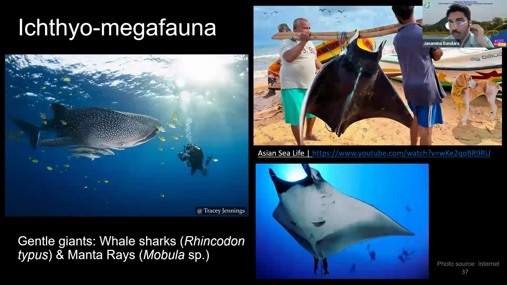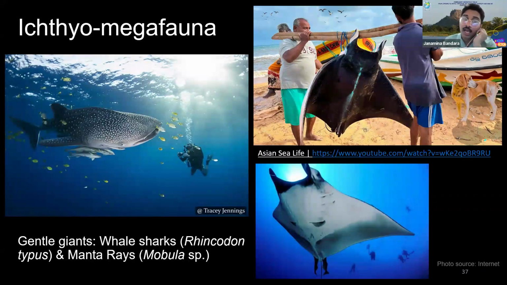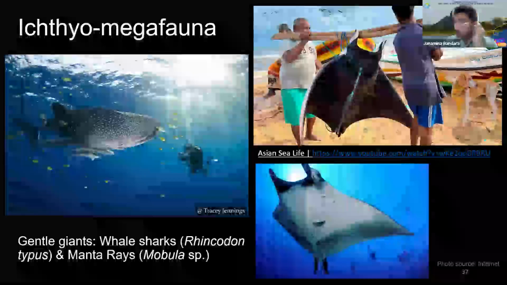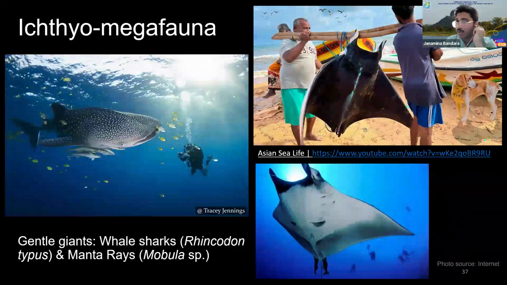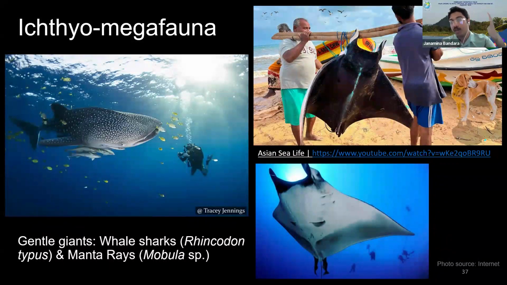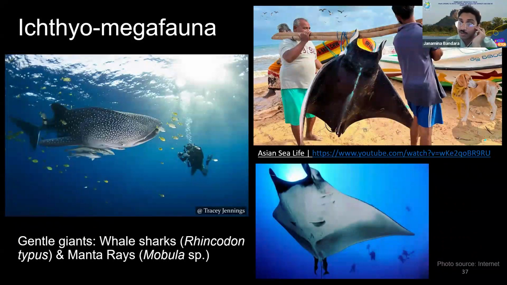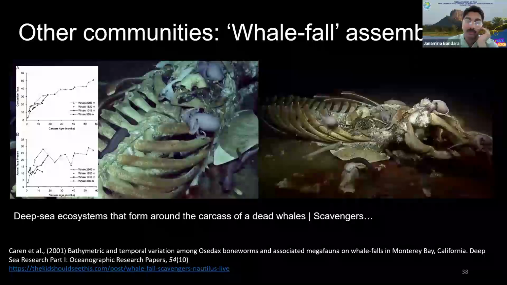Rhincodon typus is the species name, and we have the giant manta rays, the Mobula species. And unfortunately, Sri Lanka is one of the major manta killing destinations as well. I'll get into that point. So these are ichthyomega, very, very large species, but you can find them in Sri Lanka. So see how diverse the island is.